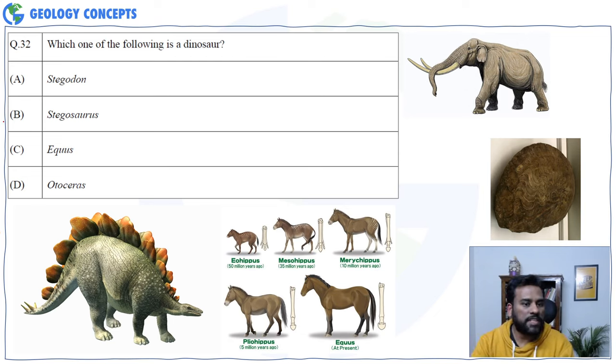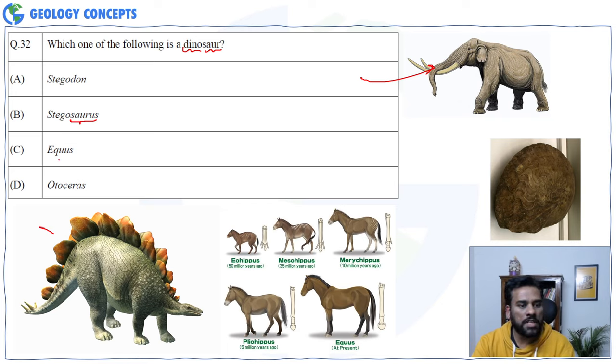32, which one of the following is a dinosaur? Stegodon is the elephant. Stegosaurus is the dinosaur. It is a plant-eating dinosaur. Also, the word saurus is enough to identify because saurus means lizard, right? Dino means terrifying. Saur means lizard. The terrifying lizard is the name given to dinosaur because they are reptiles, right?